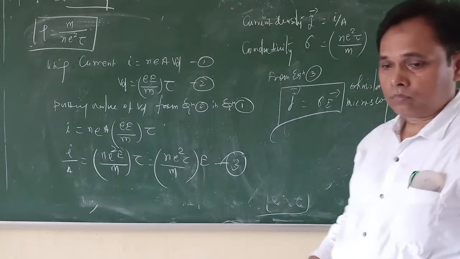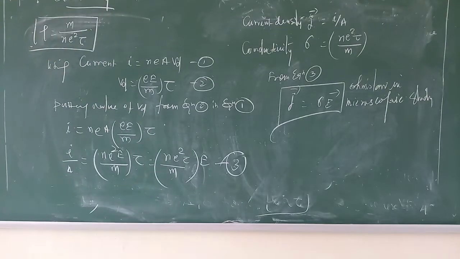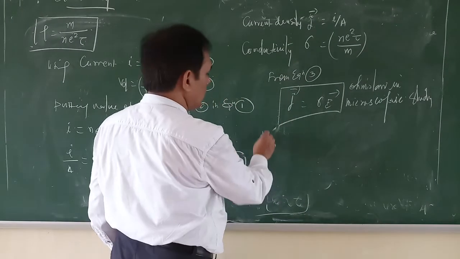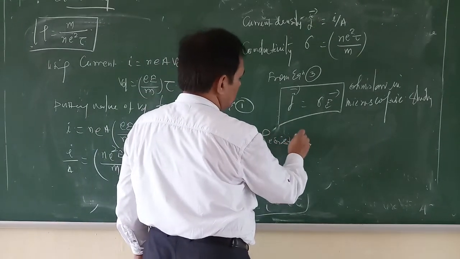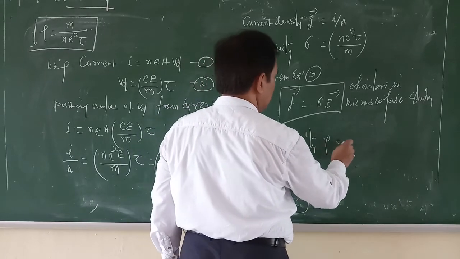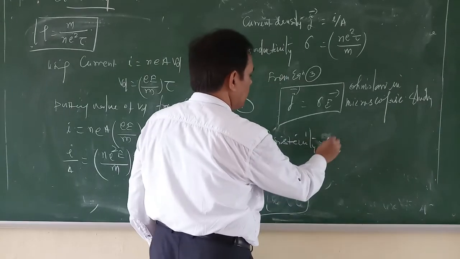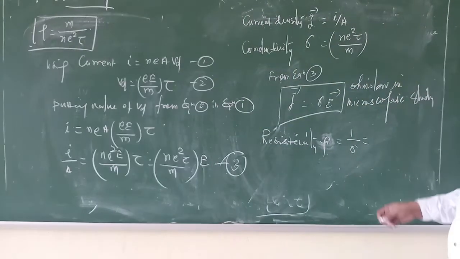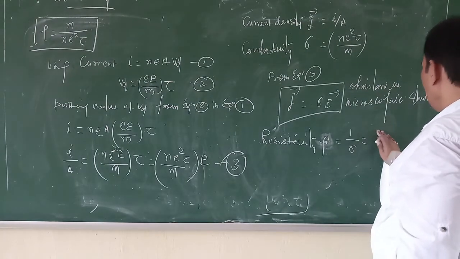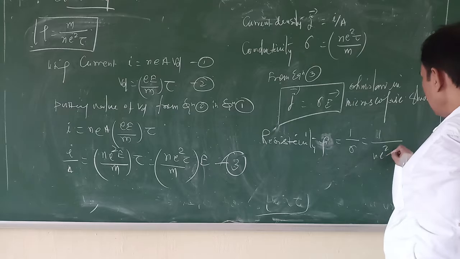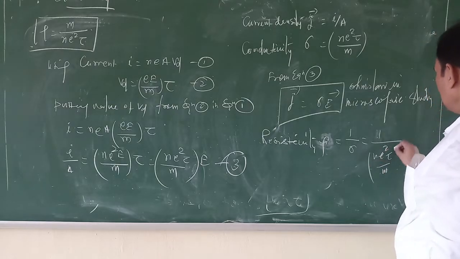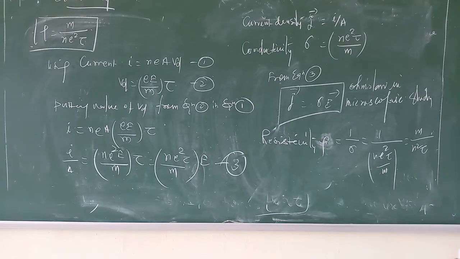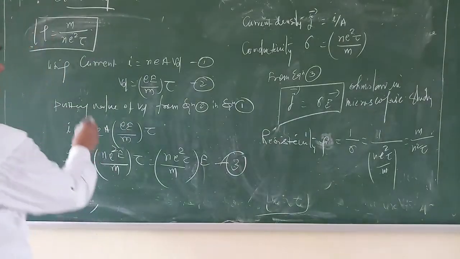Now, the reciprocal of conductivity is called resistivity. Resistivity is represented by the symbol rho. So rho equal to 1 by sigma, the reciprocal of conductivity. So this value will be 1 by ne square tau by m, so that will be m by ne square tau. So this is the resistivity.